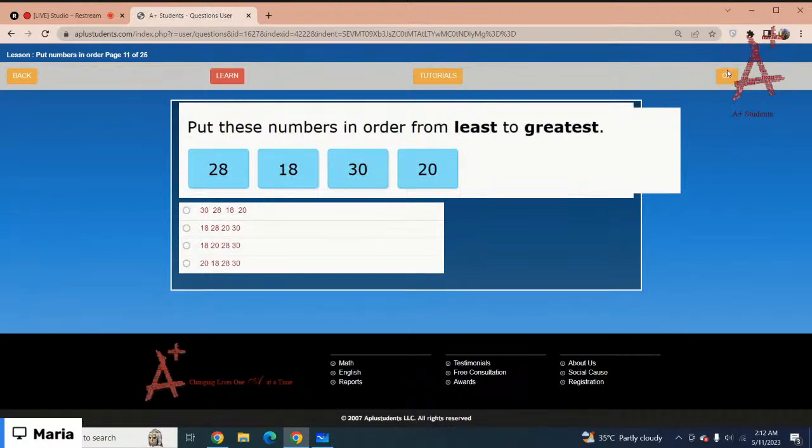Okay, put these numbers in order from least to greatest. 28, 18, 30, and 20. So which is the correct option? The least number is 18. Then you have 20. Then you have 28, and then you have 30. It would be 18, 20, 28, and 30. That would be the correct option.